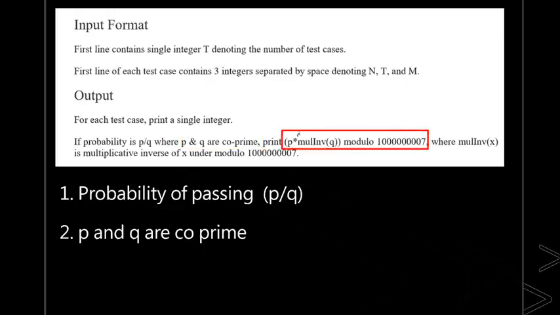Print P into the multiplicative inverse of Q modulo what? This is nothing but 10 power 9 plus 7. You have 8 zeros in between, followed by 7. So this is 10 power 9 plus 7. What should you print here?